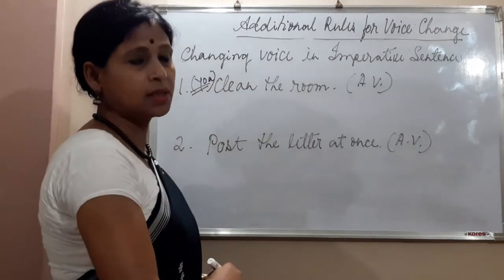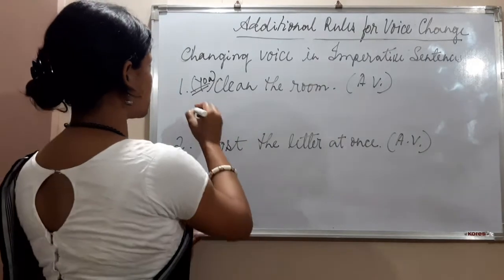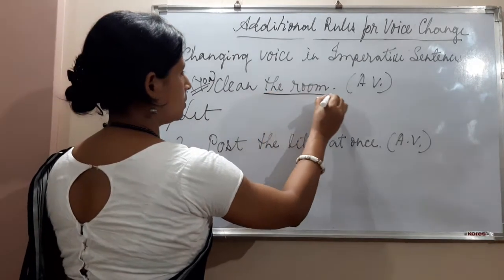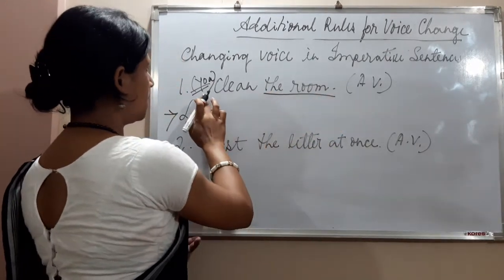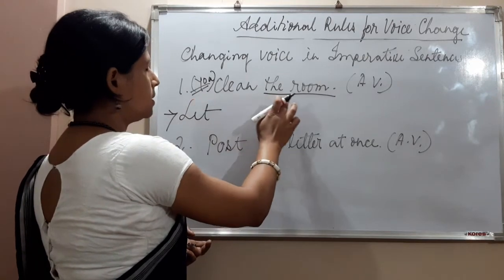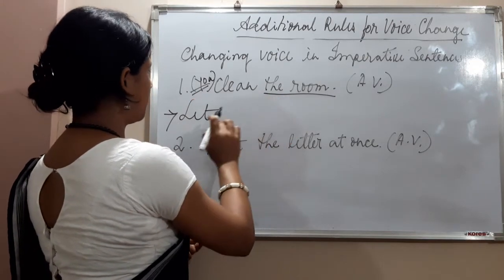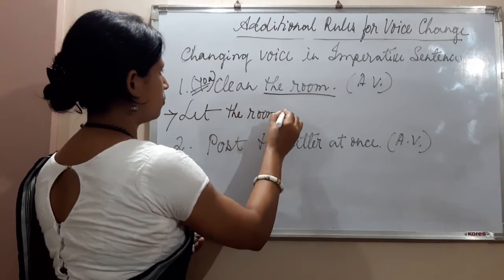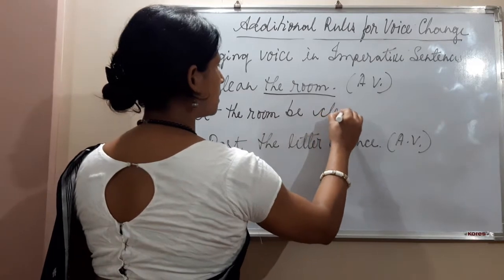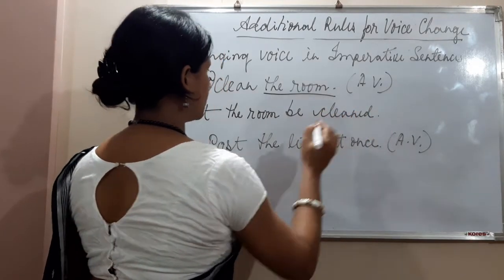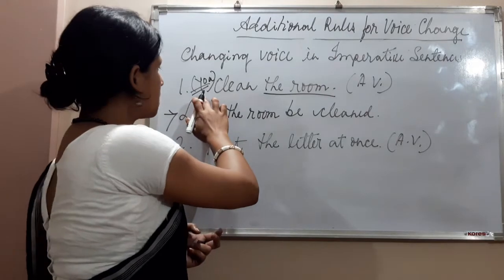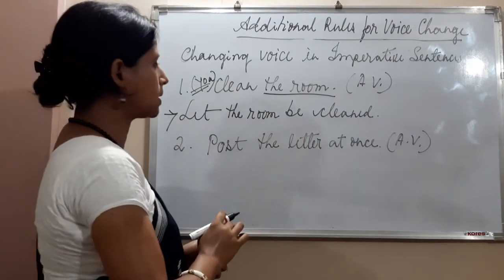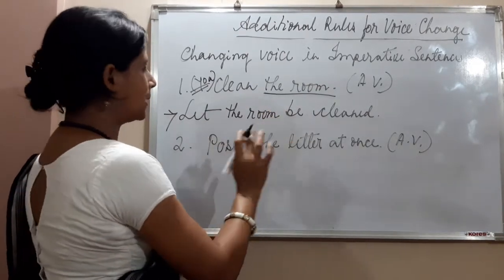So for imperative sentences, the passive form starts with let. Okay. Since we know this is the object. You is the subject and the room is the object. Let the room be cleaned. Okay, but since it is not shown here, it's only in brackets, so we will not write "by you" also. That is not necessary. Let the room be cleaned.